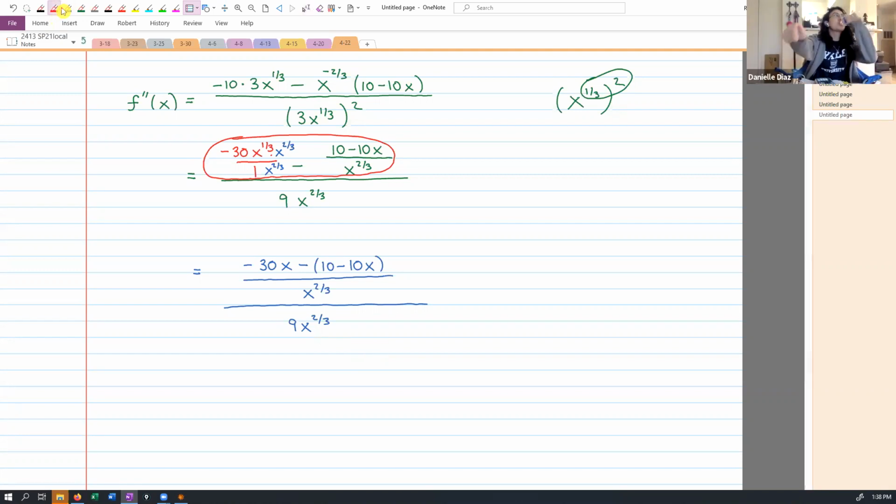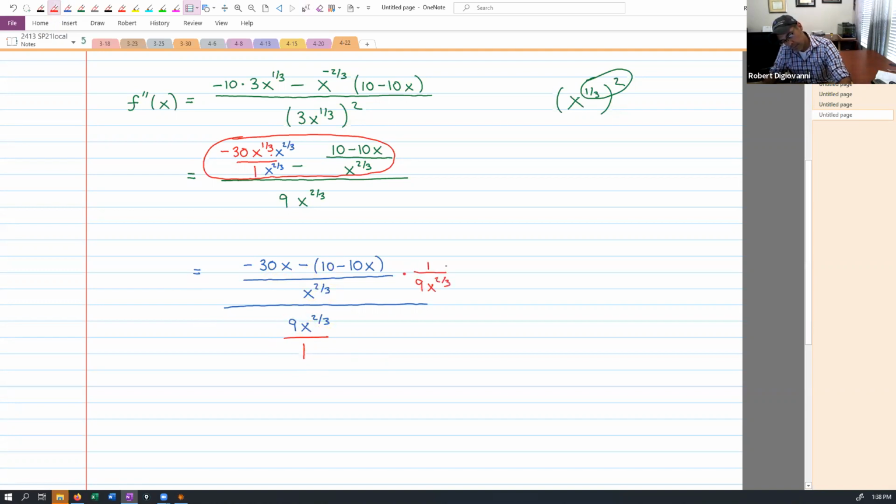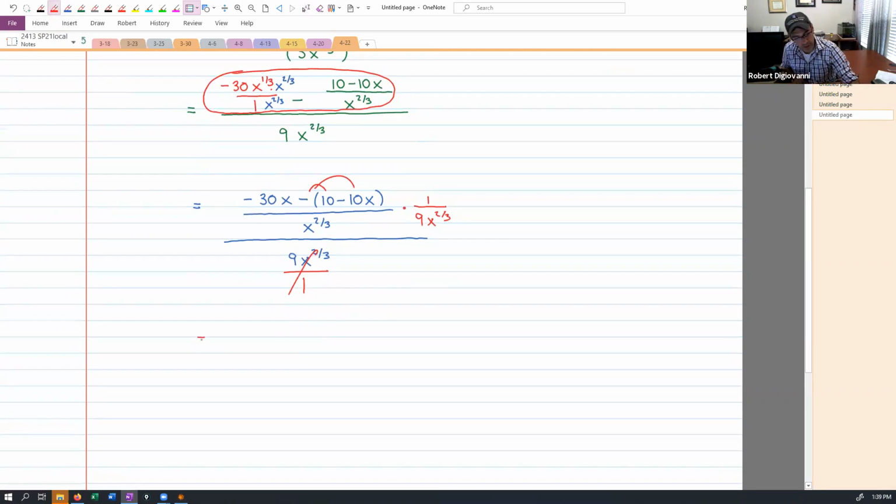Okay, so now I'm going to do something here. I have a fraction over a fraction, and so I'm going to flip it and put it up here like this. Get rid of it there. And I'm going to distribute the minus through. I'm getting close to a nice answer here. Negative 30x minus 10 plus 10x, all over, when I multiply those two together, you add the exponents, you get 9x to the 4/3. One more step.